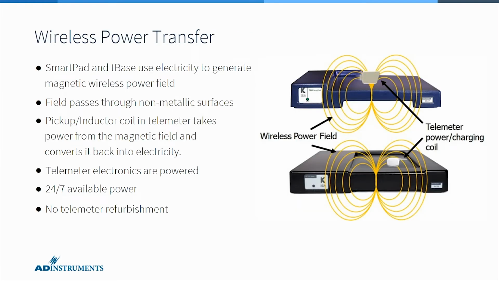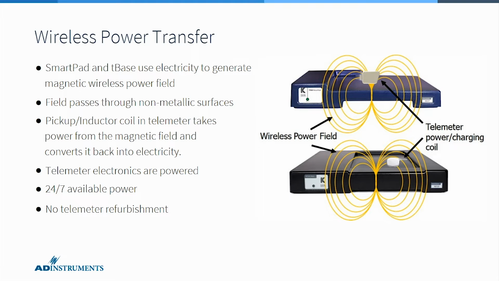So I've mentioned that the smart pad and the T-base generate wireless power. So what does that actually mean for the telemetry system? Well, they use electricity to generate a magnetic wireless power field, which passes through the cage base and the skin of the animal and is picked up by the telemeter and converted back into electricity to power the telemeter electronics.